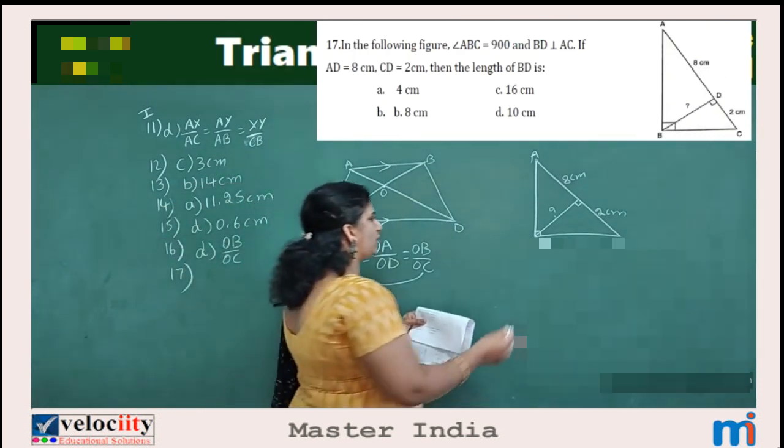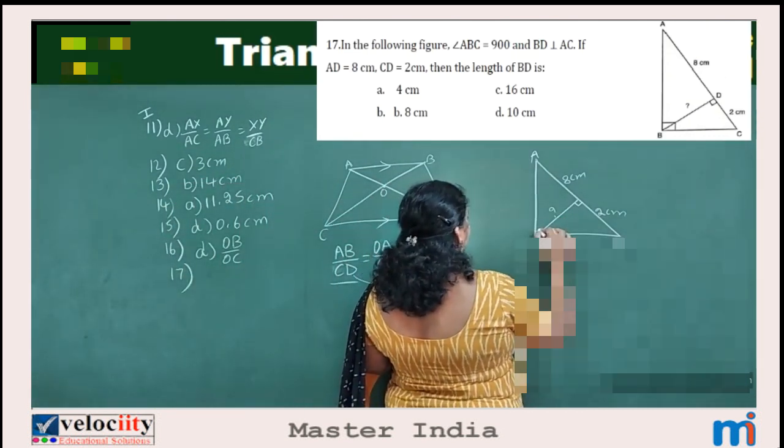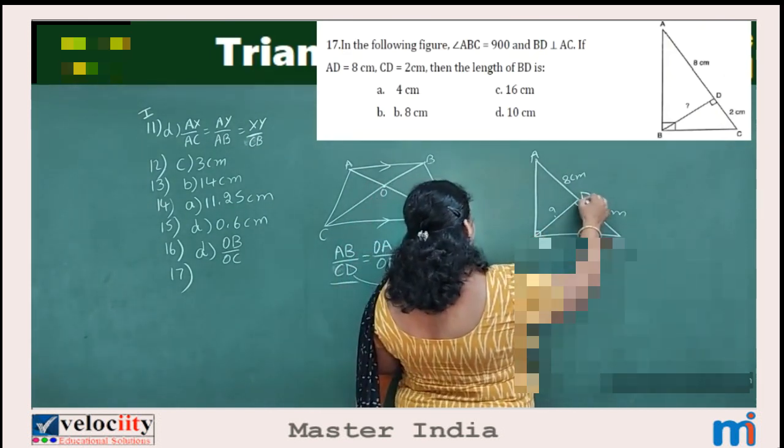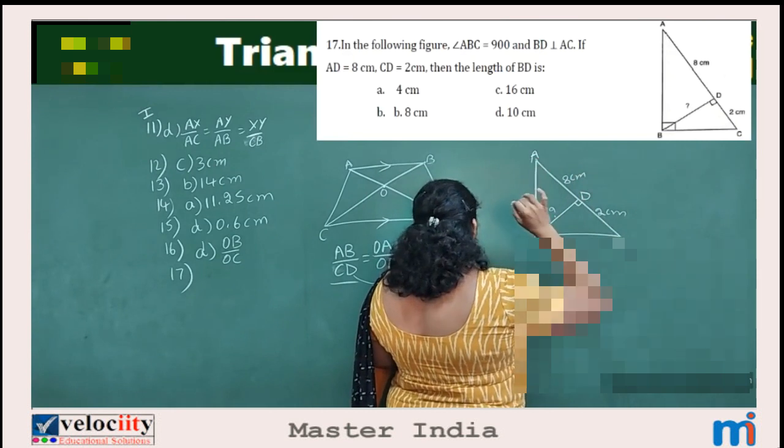17th one, in the following figure, you can see the figure there. Angle ABC is equal to 90 degrees. This angle is a right angle and BD is perpendicular to AC.